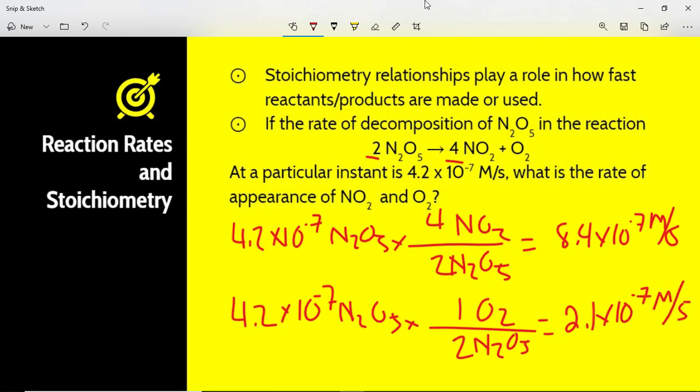Okay? So again, just keep in mind that those mole ratios can play a really huge role. If we're looking at the rate at which something is being decomposed, we can then determine the rate at which the other ones are created based on the mole ratios of a balanced chemical equation.